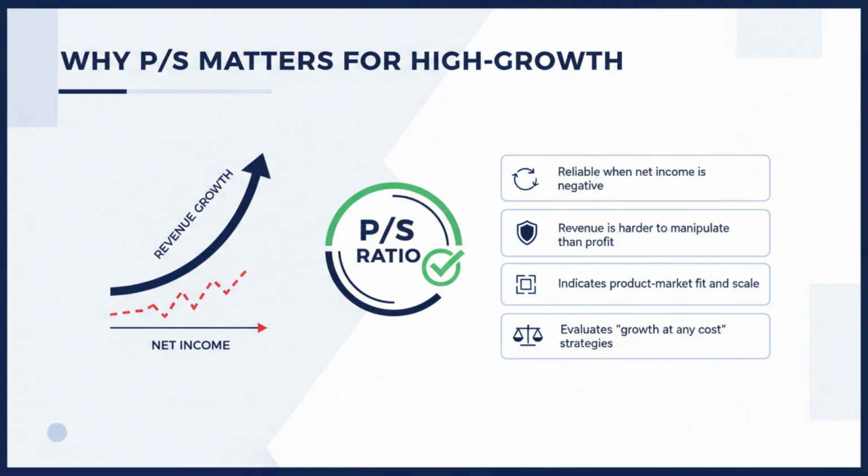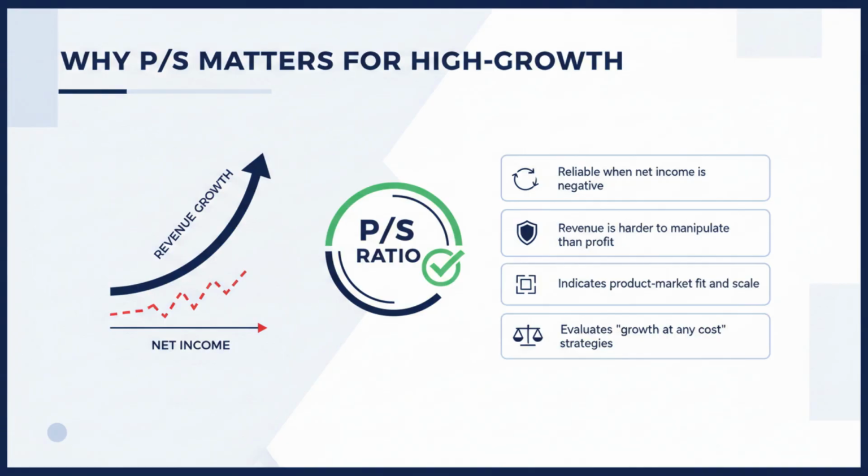In the world of tech startups and biotech firms, profitability is often years away. For these high-growth entities, the PE ratio is useless because earnings are negative. This is where the PS ratio shines. Revenue is much harder to manipulate than net income, as it sits at the very top of the income statement. It reflects the actual demand for a company's products or services before expenses are deducted. Investors use this to determine if a company's growth justifies its current valuation.